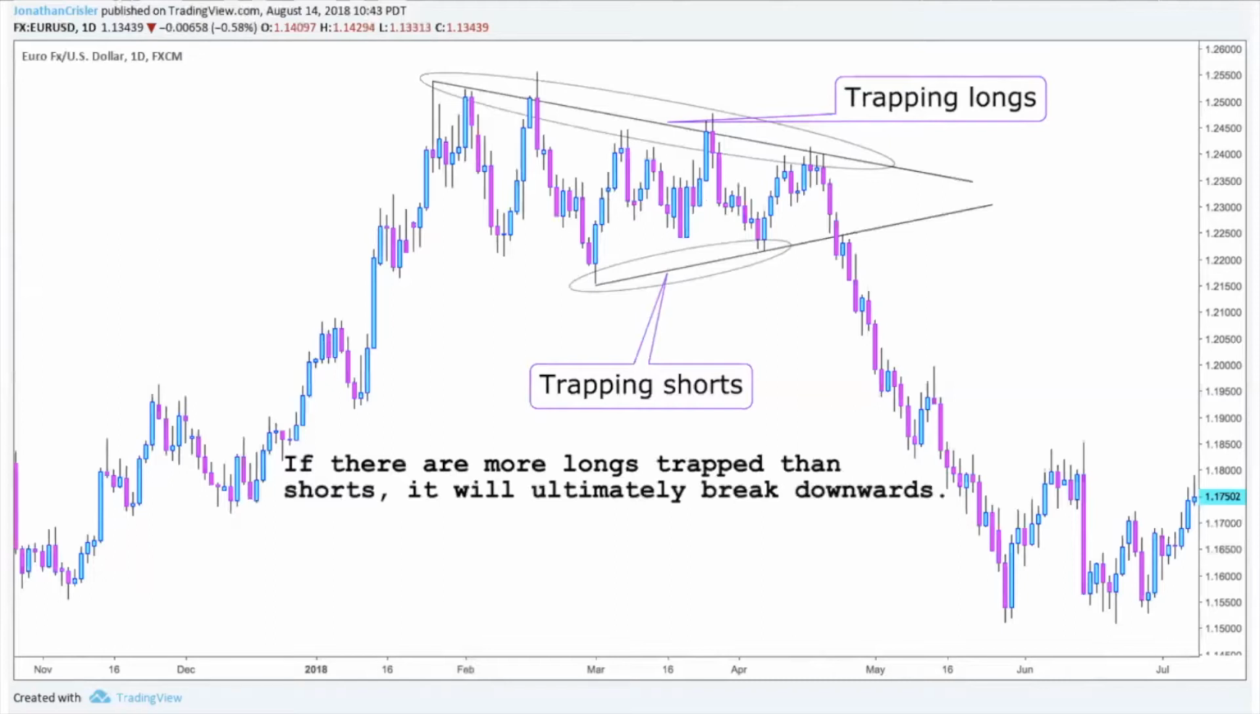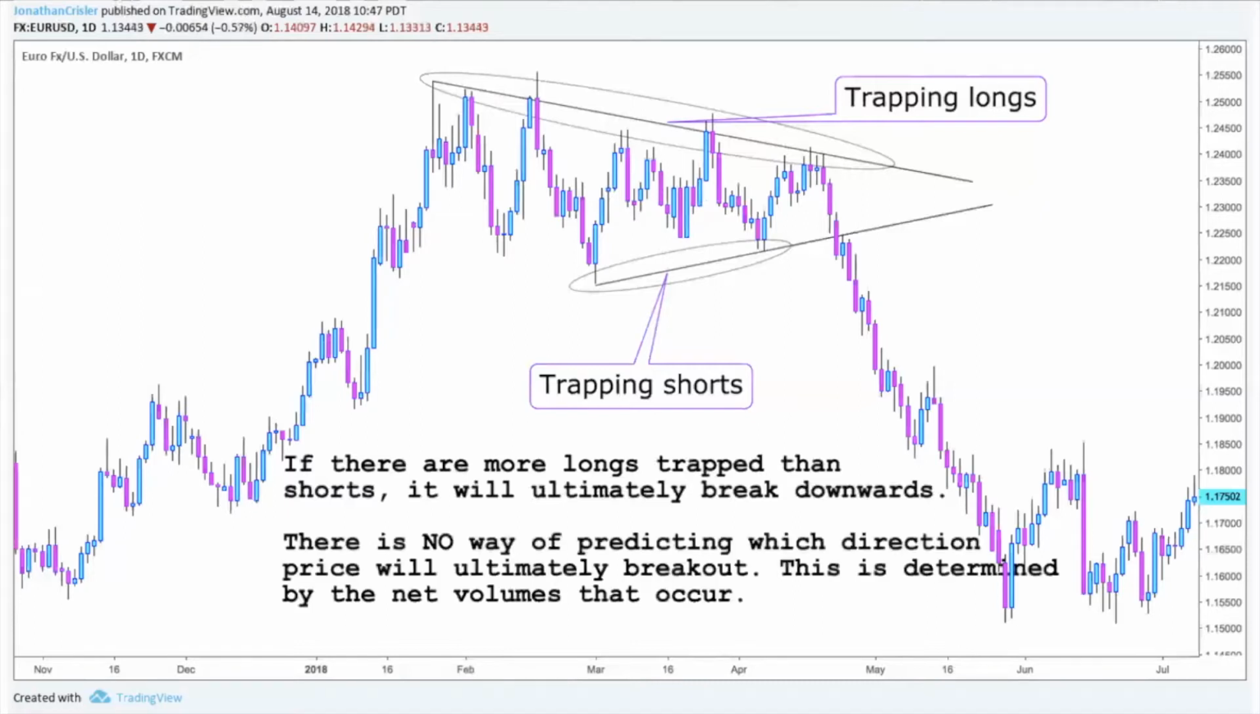Now, again, that's not a guarantee. If you go look at the chart, I can tell you from experience, it doesn't always play out. You need more than just this confirmation to know which direction it's going to go. But this is just one of the easy things to recognize which way it's going, up or down.